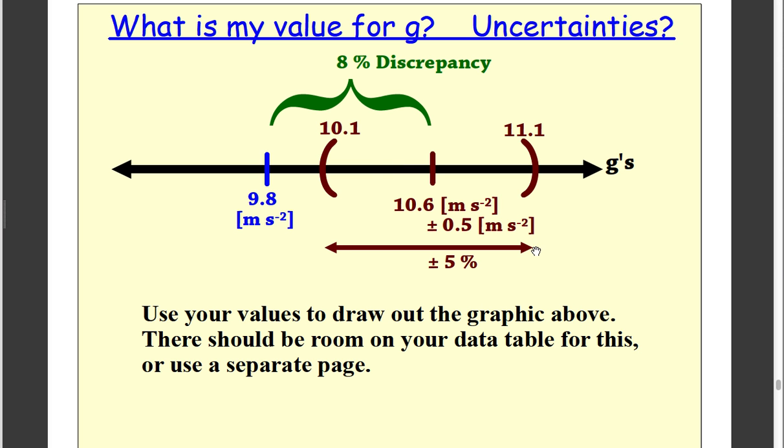See, I have 5% spread here, so this represents plus or minus 5%. So from 10.6 down to 10.1, that represents 5% of 10.6. And then I have another 3% spread. And that's why I have to say that my G is not consistent with the accepted G, because the accepted G is sitting outside the confines of my measurement uncertainties.